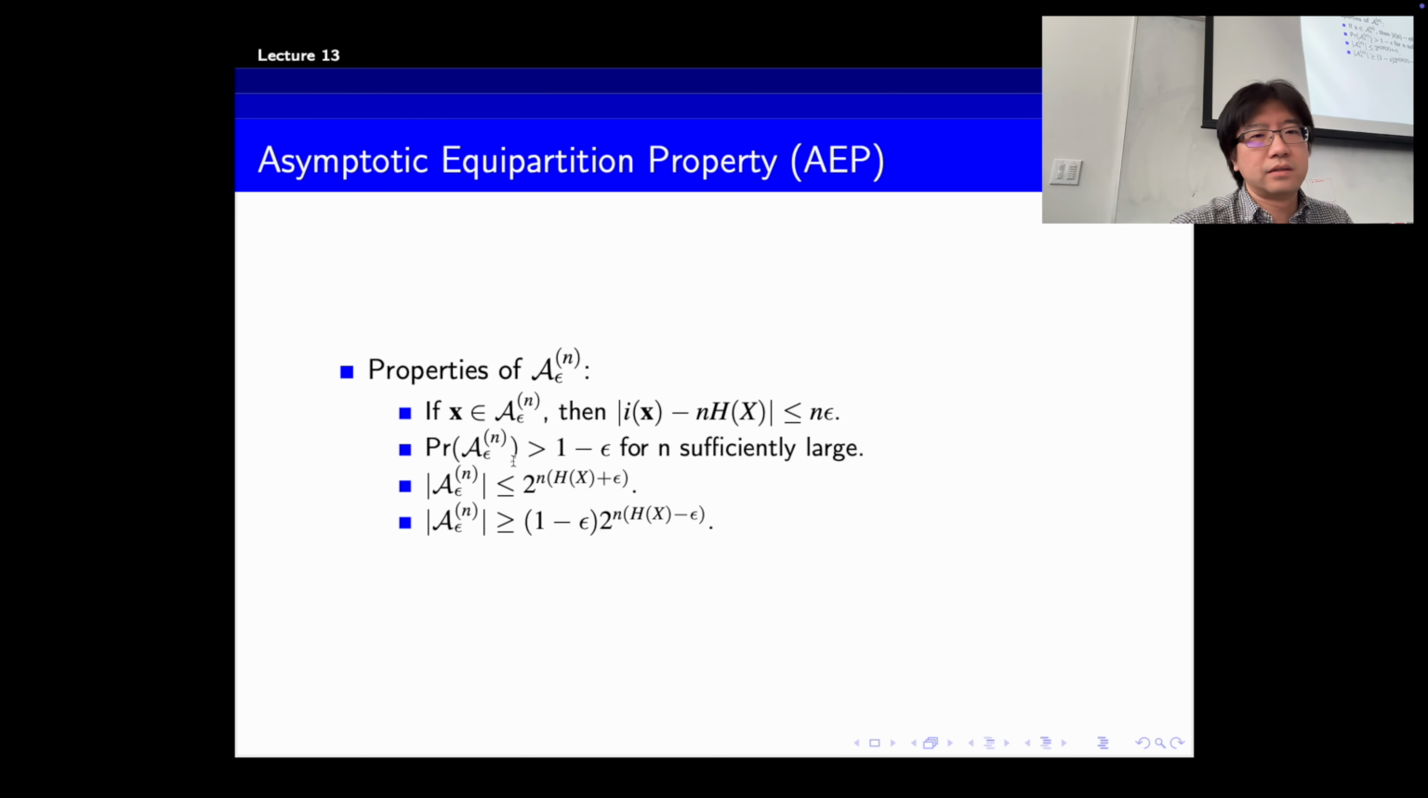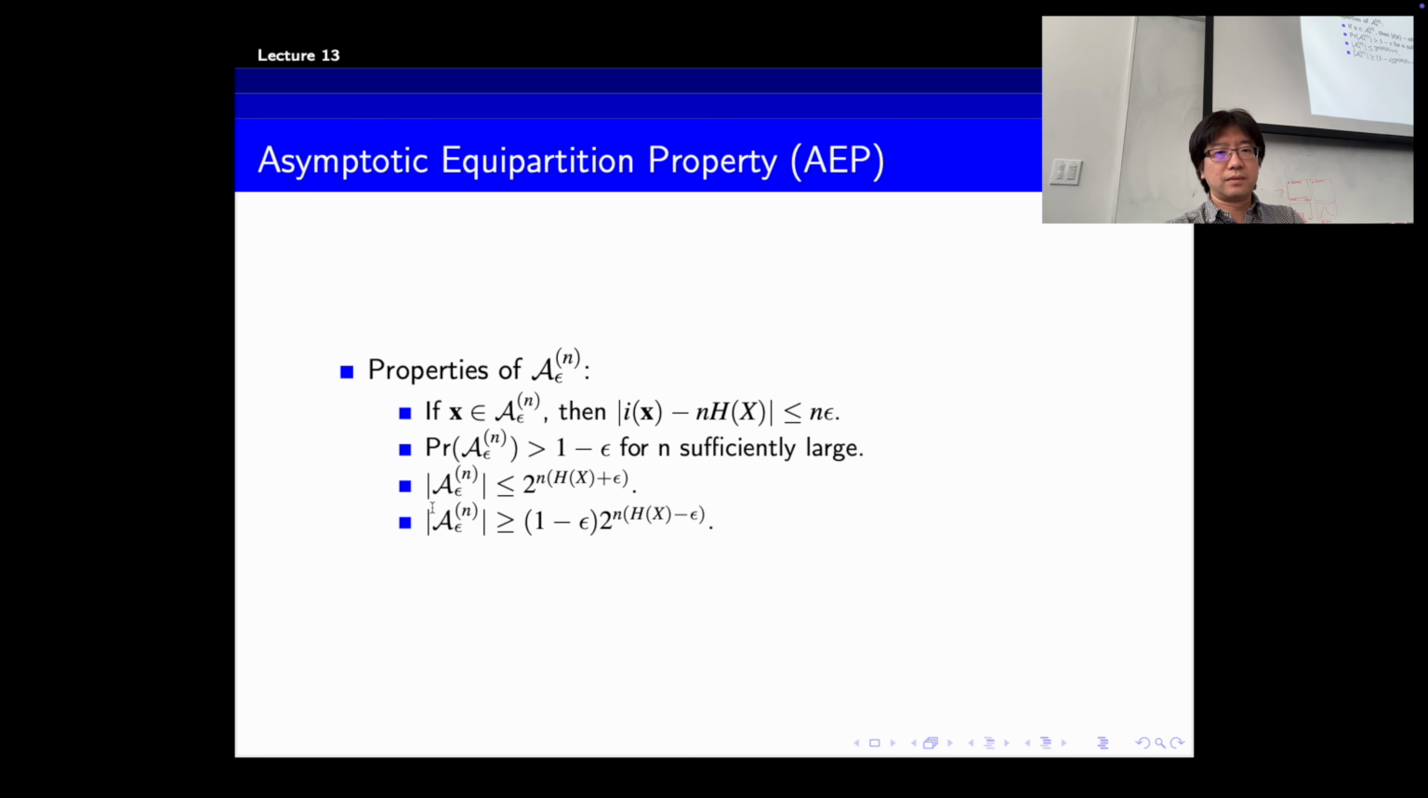And then for the second property, we know the probability that any element is in the typical set is bigger than 1 minus epsilon, right? So basically, when n is sufficiently large, if we randomly generate a sequence, with very high probability it will be in the typical set, okay? Remember, the important assumption here is that we consider a discrete memoryless source, okay? If that's not the case, then we need to do something else, okay?